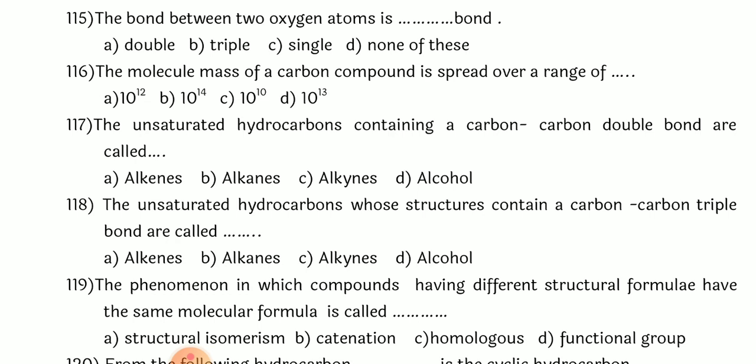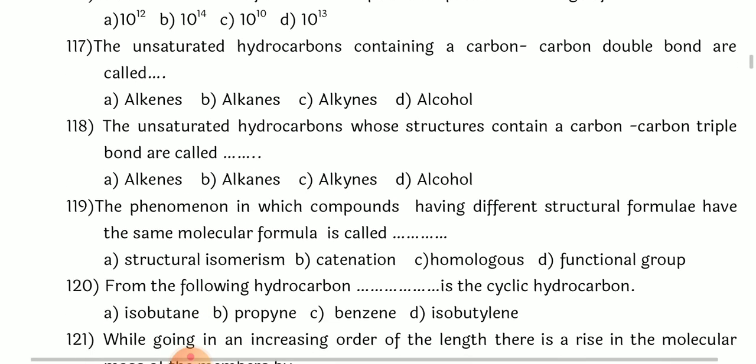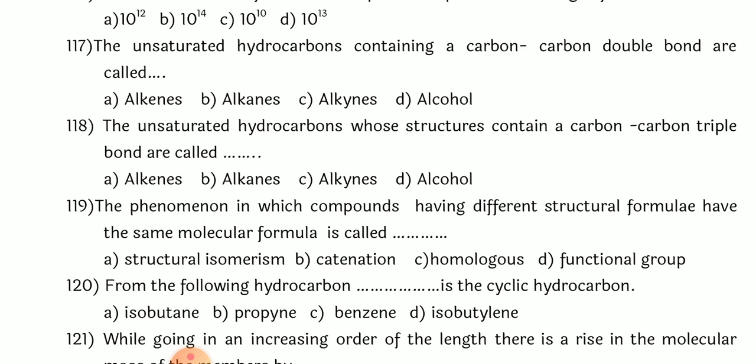Question number 117. The unsaturated hydrocarbons containing a carbon-carbon double bond are called what? Alkane is single bond, alkene double bond, alkyne triple bond. Alcohol, what is alcohol? OH. So it can be a double, triple or single bond alcohol. So here what is the option? A. Alkenes. 118. The unsaturated hydrocarbon whose structure contains a carbon-carbon triple bond will be alkyne. Just now we discussed.